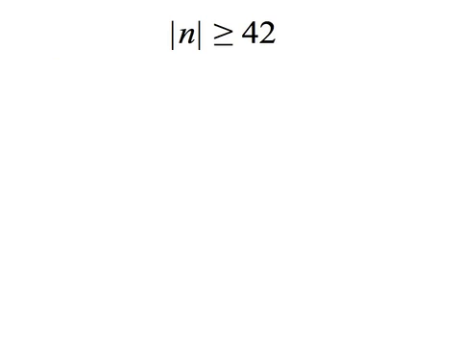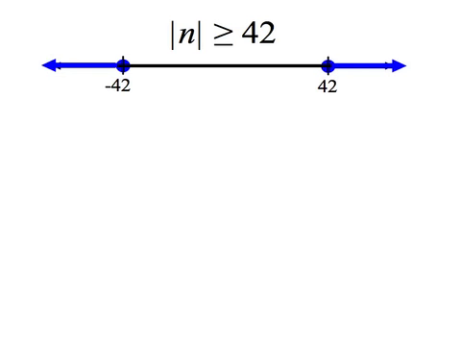This is an absolute value inequality. And from what we know about absolute value, this is a graph of the solution set. All of the numbers less than or equal to negative 42 have absolute values which are greater than or equal to 42. And of course, all of the numbers greater than or equal to 42 also have absolute values that are greater than or equal to 42.